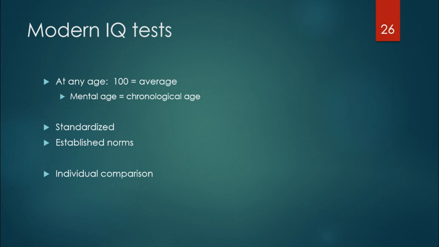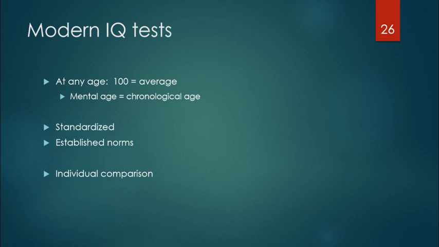So today we still use the same metrics. So at any age, we have age appropriate IQ tests. And if you have an IQ of 100, that is exactly average. That means your mental age and your chronological age are the same. You have a mental age that is exactly what we would expect for someone of your age.